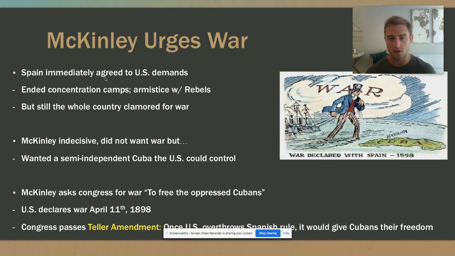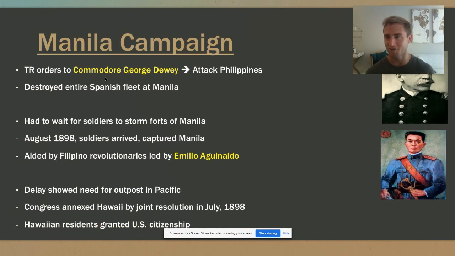So, of course, where do you start a war to free the oppressed Cubans? You start in the Philippines, which of course makes no sense, but that's exactly what happens. Teddy Roosevelt, here as the Assistant Navy Secretary in the U.S. government, is going to order Commodore George Dewey to be ready to attack the Philippines. And then the United States declares war, and that same day, Teddy Roosevelt is going to order Dewey and his fleet to invade the port city at Manila, and they surprise attack the Spanish.